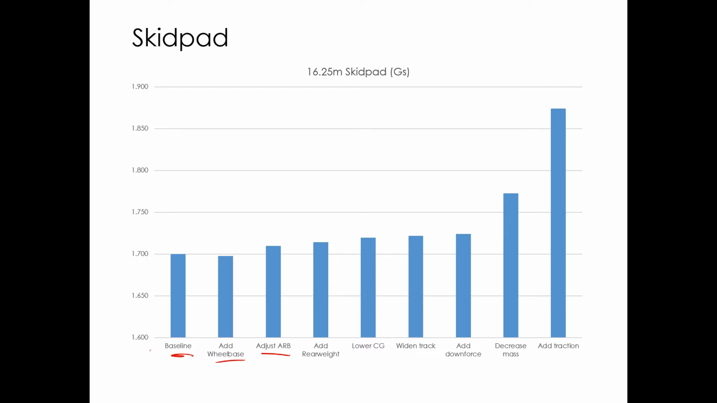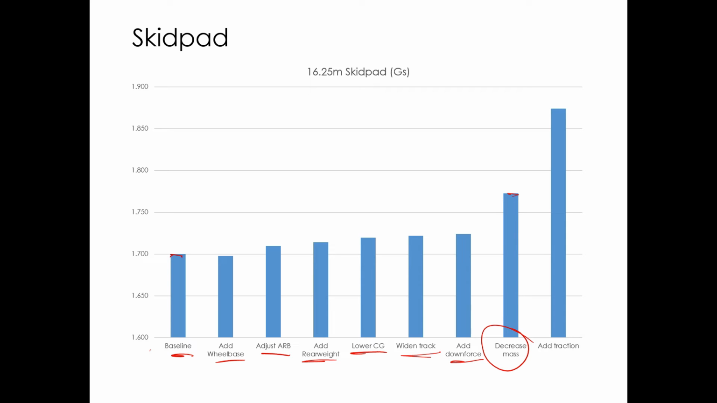So that was balancing the car a little bit better with the anti-roll bar, which made it a little faster around the turn. Adding rear weight balanced the car a little bit better in this case and made it a little bit faster. Lowering the CG helps the tires out, makes the load more even, makes it a little bit faster. Widening the track made it a little bit faster. It evens out the load on the tire, so it gets rid of that load sensitivity. Adding downforce made a pretty significant impact on this. Decreasing mass made a huge jump, going from here to here, just decreasing mass.